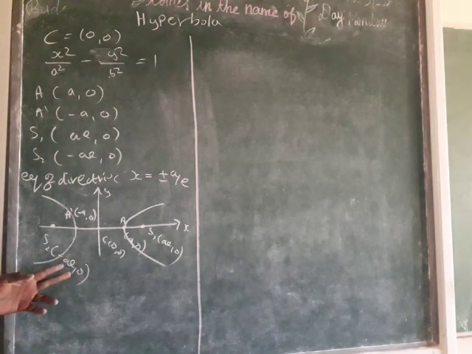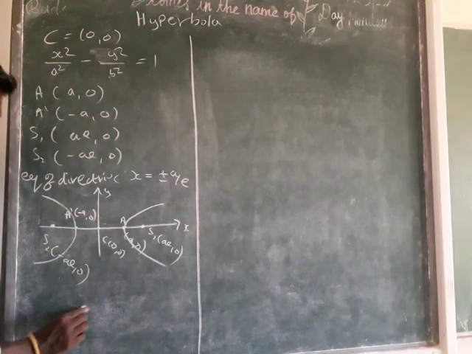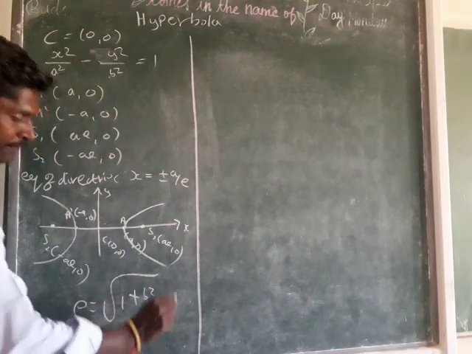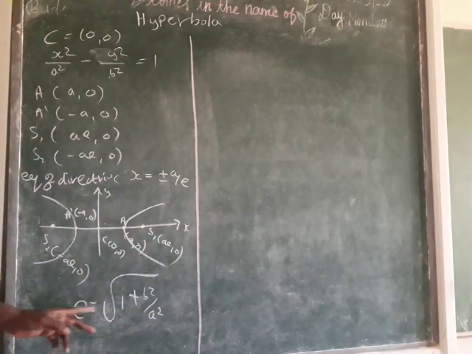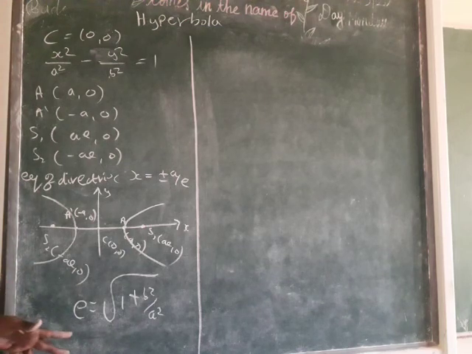Here how to find the ae value? After a, you have to find the e value. e equal to square root of 1 plus b squared by a squared. In the ellipse we learned e equal to square root of 1 minus b squared by a squared. Here e equal to square root of 1 plus b squared by a squared. So with the help of that, you are able to find the e value.